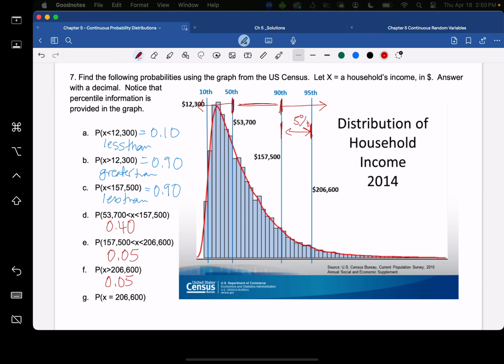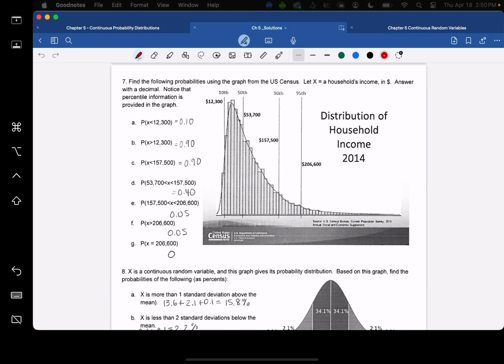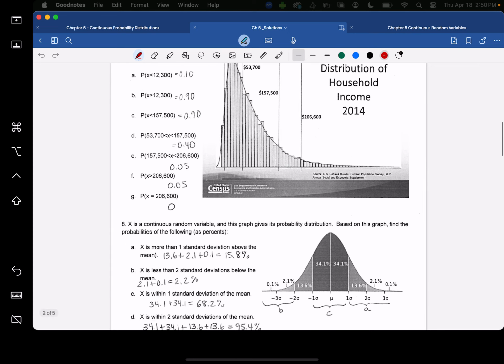And finally, what is the likelihood of landing on exactly $206,600? Well, what I'm going to show you is that the probability of a single value is always 0 in a continuous probability distribution. Let me see if I wrote that on my solutions. Looks like I did not, but that would be a good thing to know, and I think I have that a little further down.